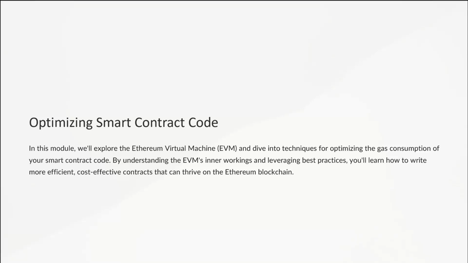Optimizing Smart Contract Code. Module 4, Video 5. In this video, we will explore EVM and discuss techniques for optimizing the gas consumption of the smart contract code. We will learn how to write more efficient, cost-effective contracts that can thrive on the Ethereum blockchain by understanding EVM's inner working and leveraging best practices.